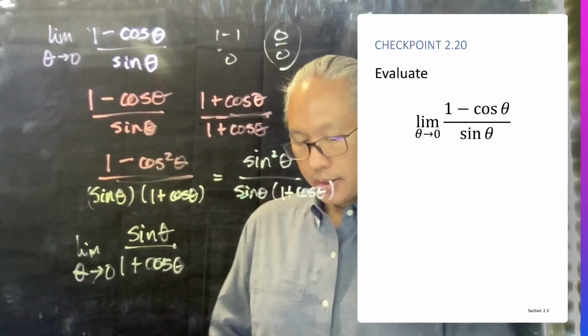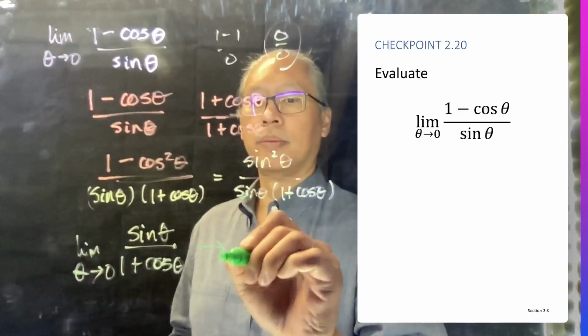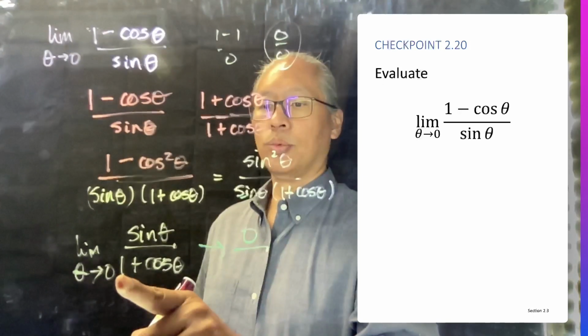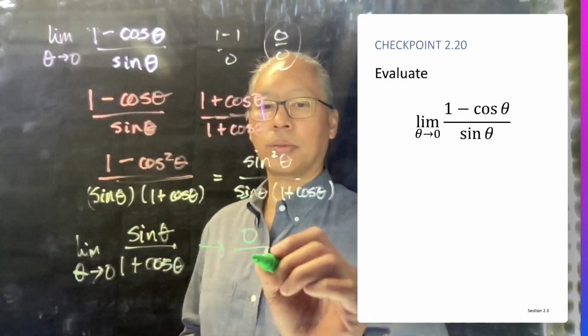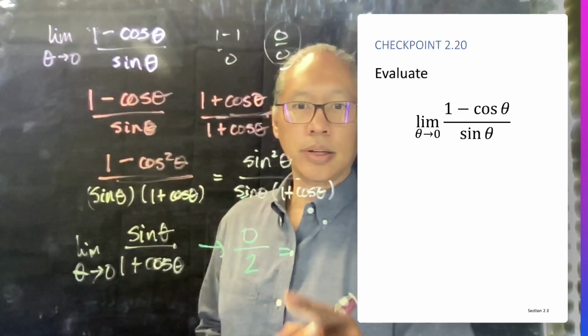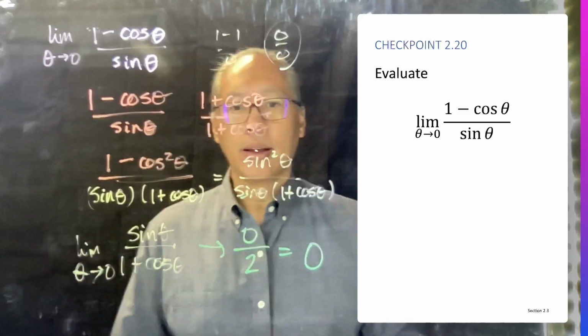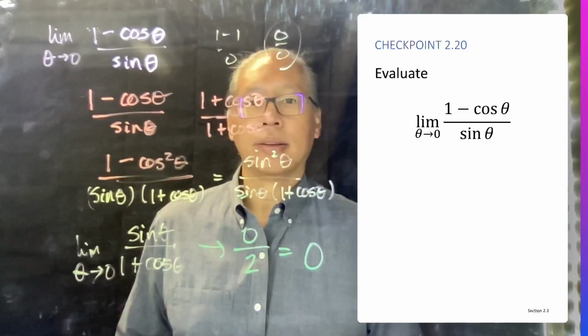And when we put in the limit, we're going to get 0 for the numerator, and then we have a 1 plus cosine of 0. Cosine of 0 is 1, so 1 plus 1 is 2. That is no longer indeterminate. It is actually just going to be 0. All right, so this is your result. I hope that helps.